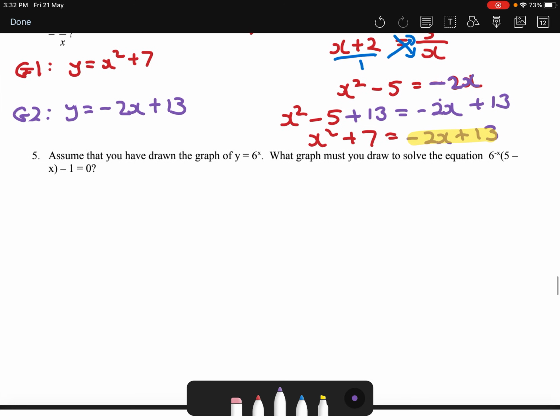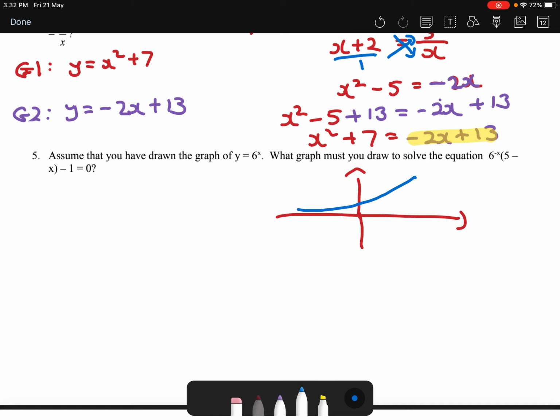Okay, let's go to question 5. Assume that you have drawn the graph y equal to 6 to the power of x. So this is something like your exponential graph. If you still remember your graph, right? It looks like this. Okay, so what graph must you draw to solve the equation 6 to the power of minus x, bracket, 5 minus x, bracket, then minus 1 equal to 0?